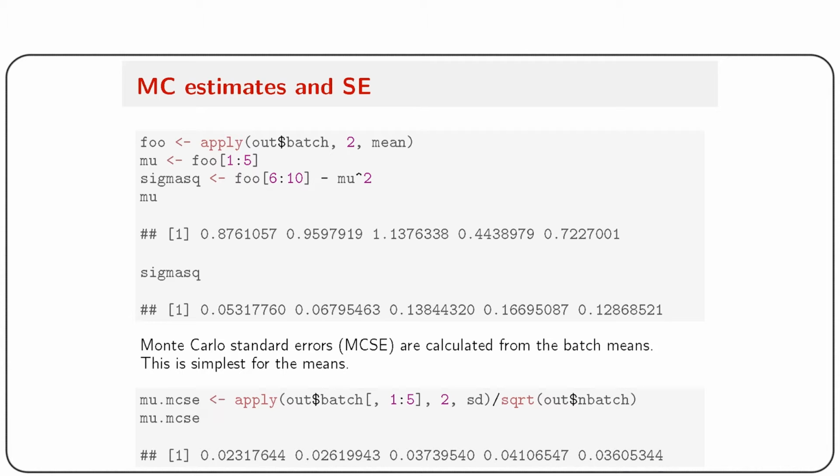The Monte Carlo standard error is calculated from the batch means. This is simplest for means. For example, say apply again out dollar batch first 5 columns, and just calculate the standard deviation divided by the square root of out dollar n batch. That is the square root of n, and that will give you the Monte Carlo standard error.